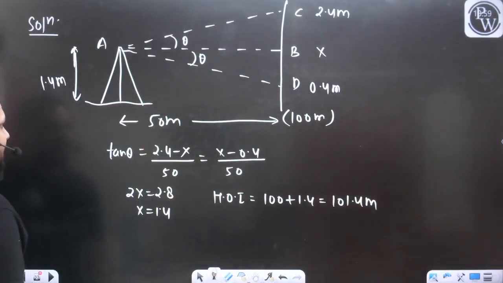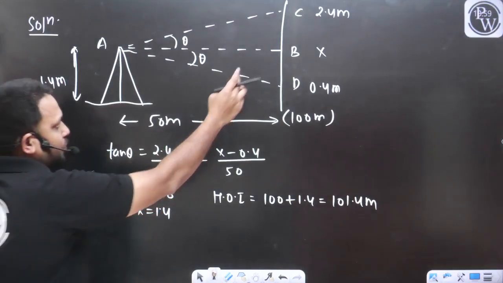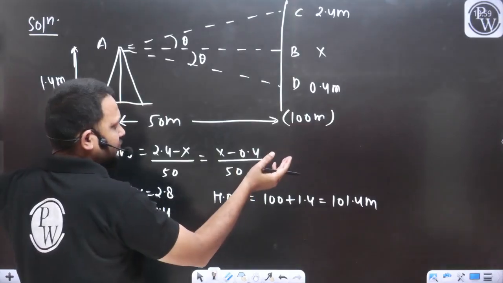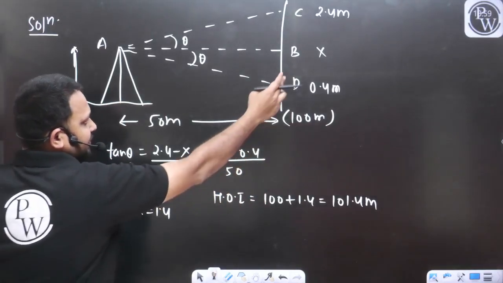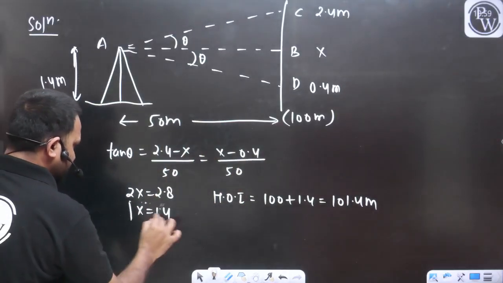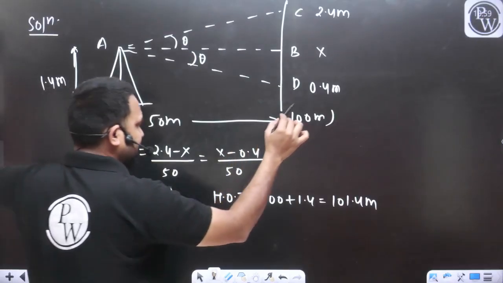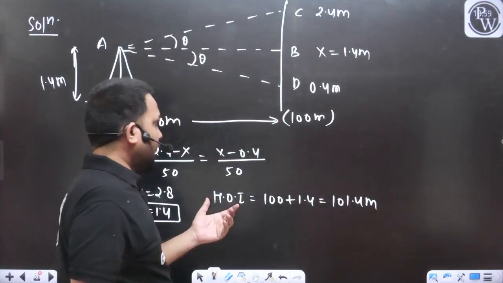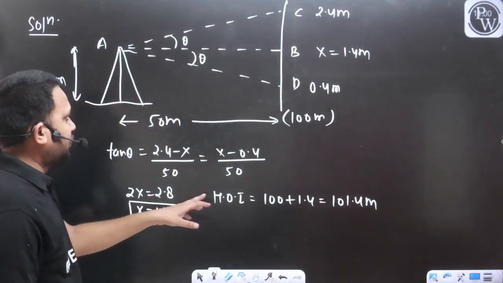So what can we write? We can write tan theta will be equal to (2.4 minus x) by 50, and it also will be equal to (x minus 0.4) by 50. From here I can find out the value of x reading. This x reading that we are getting is 1.4 meter. So now we can calculate the HI, height of the instrument.